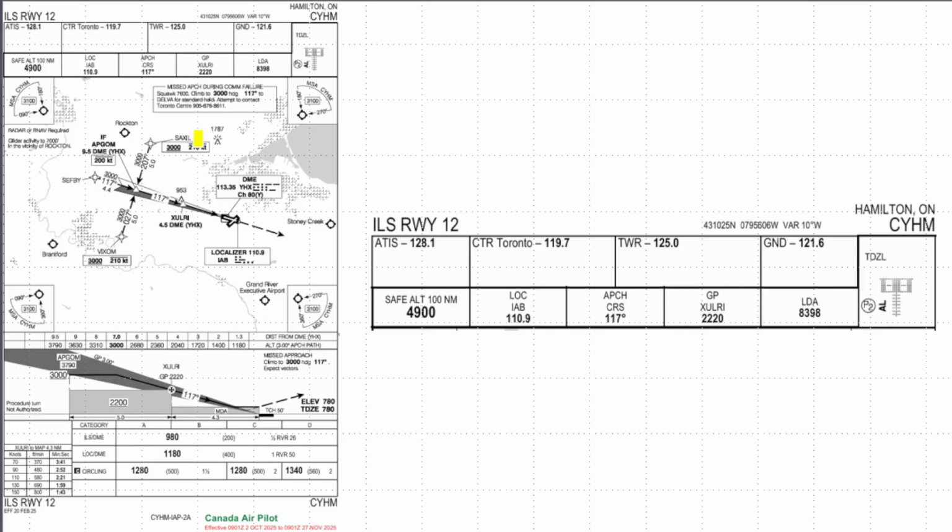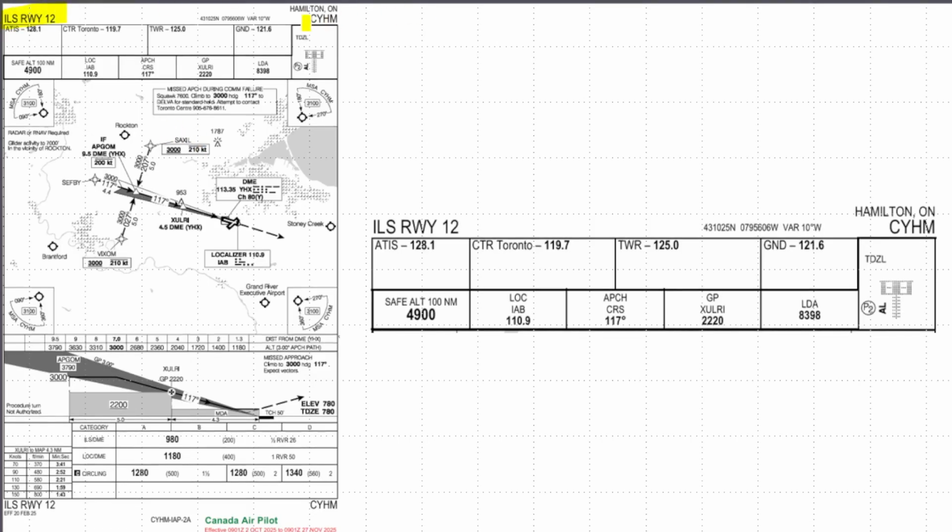In this example today, before I start the briefing, I just want to let you know, we're going to be coming in right over Saxel. So we're going to be doing the ILS for runway 12 for Hamilton, and this is effective until the 27th of November, 2025. Our safe altitude is going to be 4,900. Our localizer is going to be 1109, so we'll tune in that frequency and verify it using this here. Our approach course on final is 117. Glide path at Zolri is 2220, and landing distance available is 8398, which is more than enough. Our MSA in all quadrants is 3100.